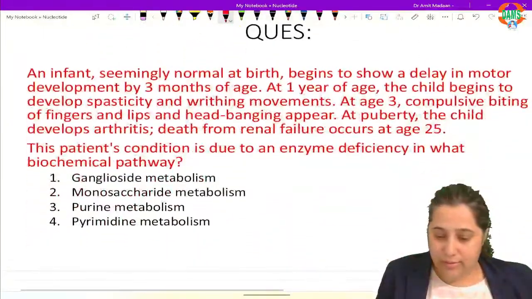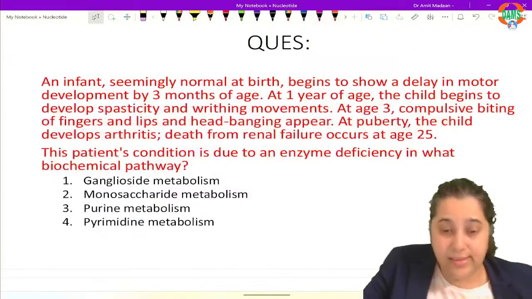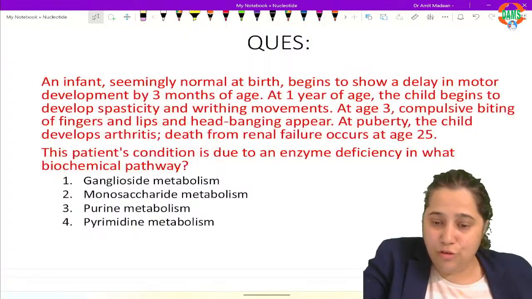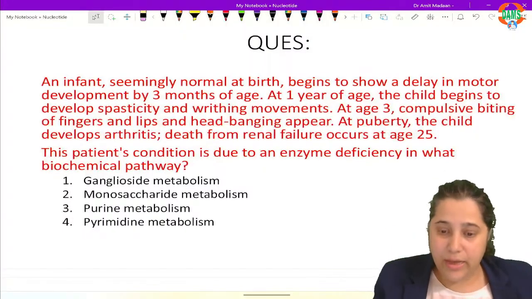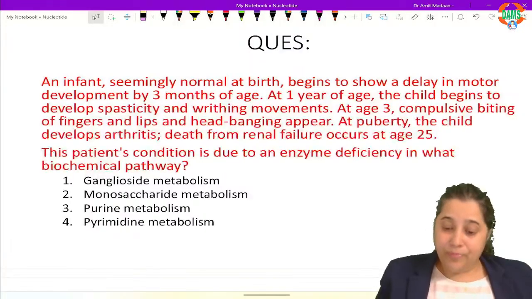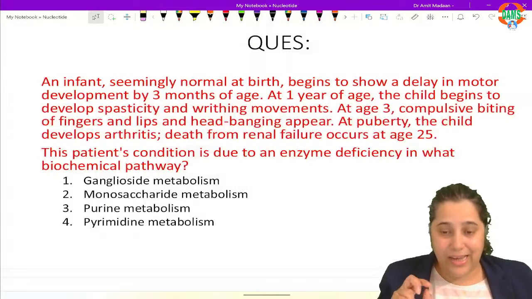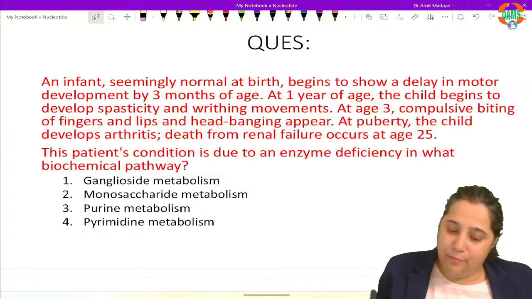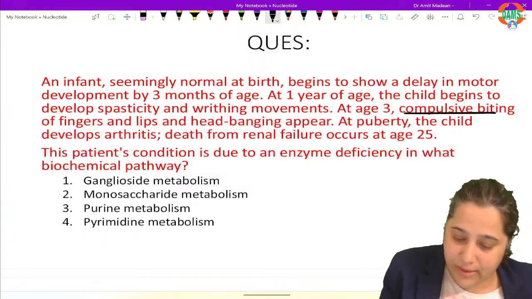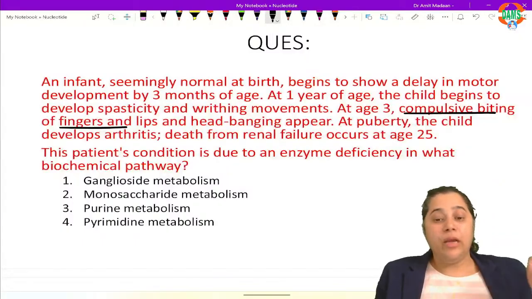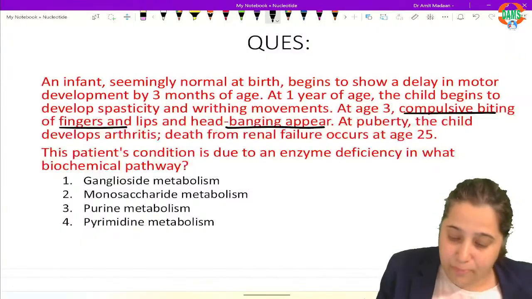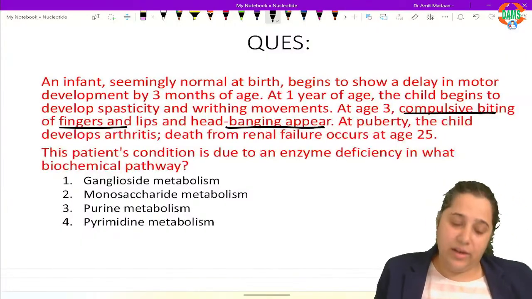Another question. It's a long question. Let's try to analyze this. An infant seemingly normal at birth begins to show delay in motor development by 3 months of age. At 1 year of age, the child begins to develop spasticity and writhing movements. At age 3, compulsive biting. Another presentation, but it is Lesch-Nyhan syndrome. Compulsive biting of fingers and lips. Head banging appears. At puberty, the child develops arthritis.